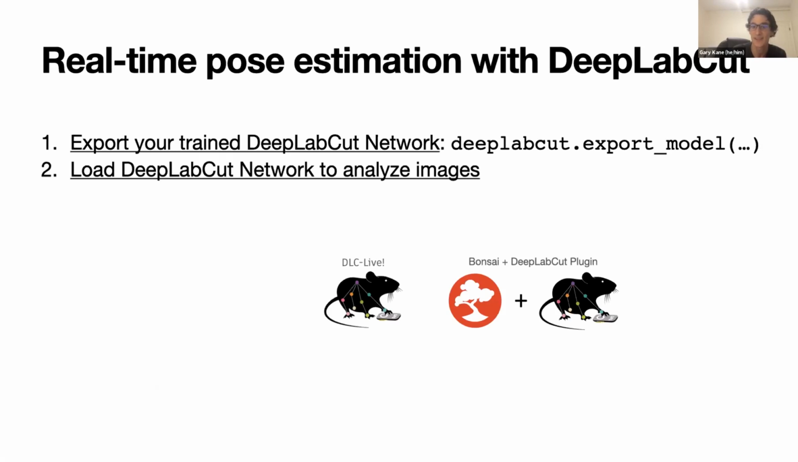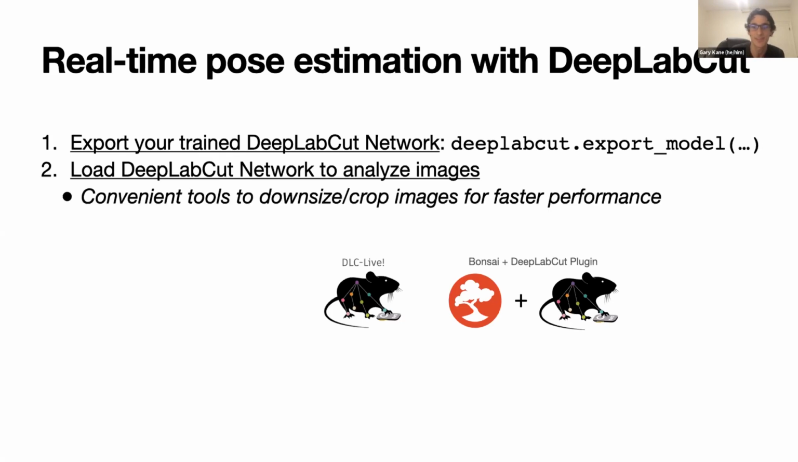The second is a new Bonsai plugin that allows users to load a DeepLabCut network and analyze images using a camera feed from within Bonsai. Importantly, within both of these tools, we provide convenient methods to downsize or crop images for faster performance. DeepLabCut is much faster with smaller images. And so these methods allow you to record video with large images so you can save that extra detail for offline analysis, but you get the speed boost from analyzing smaller ones.